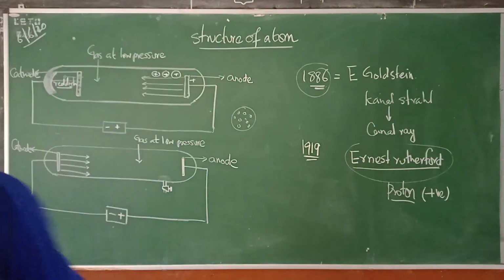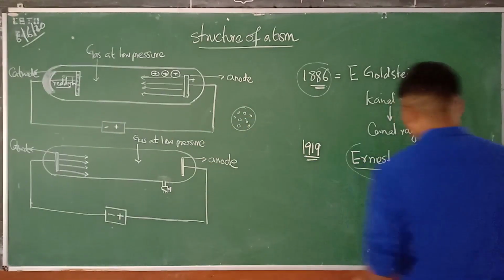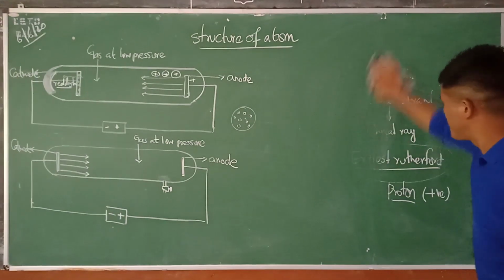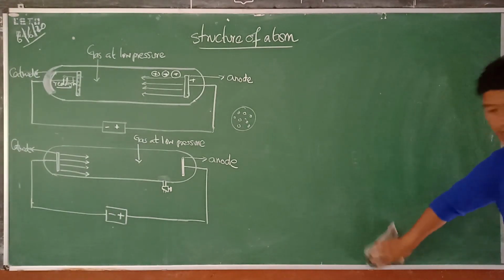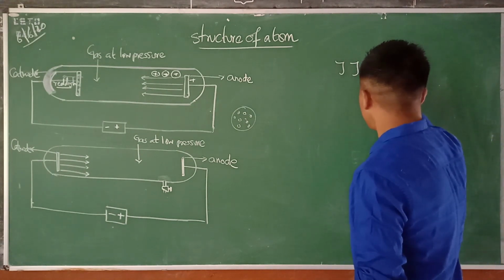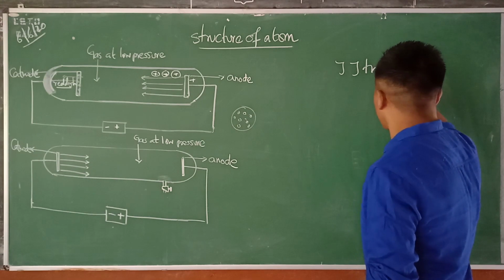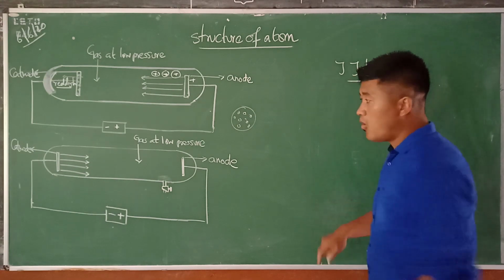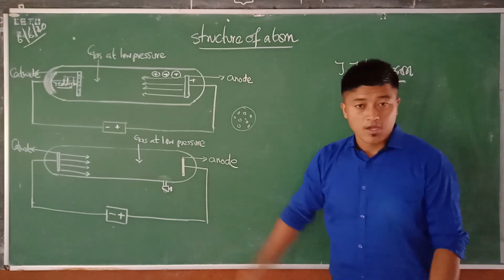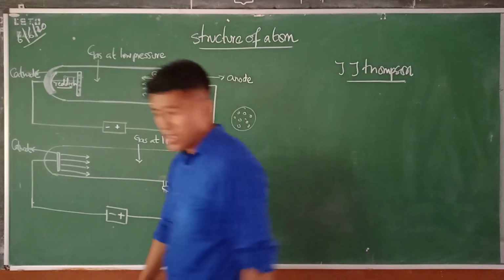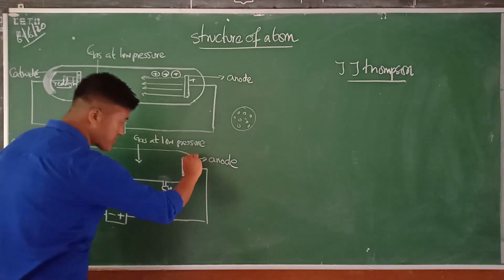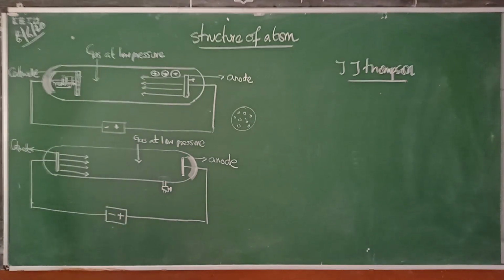Is that clear? Okay. Did you understand this part here? Now, secondly, J.J. Thomson, another scientist, who also did the same kind of experiment here in a gas discharge tube. The whole set-up is totally the same, but in this case, what he did was, he placed some fluorescence on that side here. Is that clear?